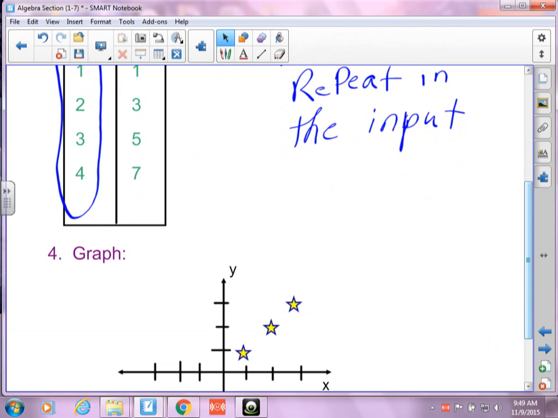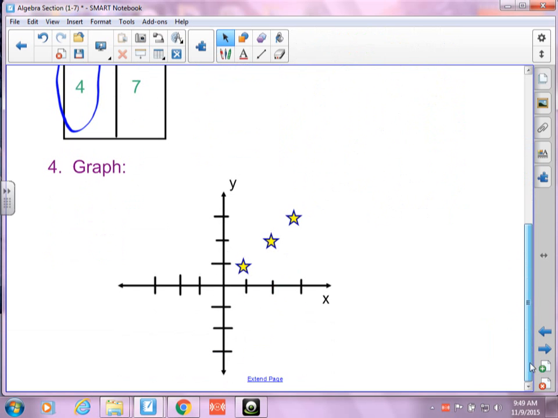Now let's take a look at this graph for just a minute. Have you ever heard of something called the vertical line test? You probably learned it last year. What it says is, I take a vertical line, like a ruler that's straight up and down, and I go across my graph from left to right. It will only touch one dot at one time, okay?